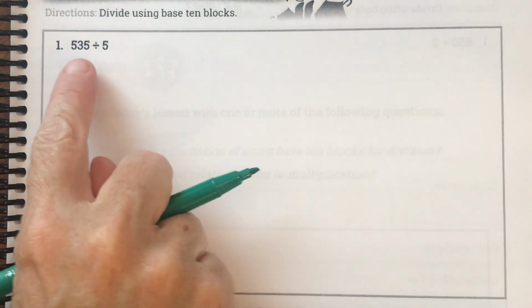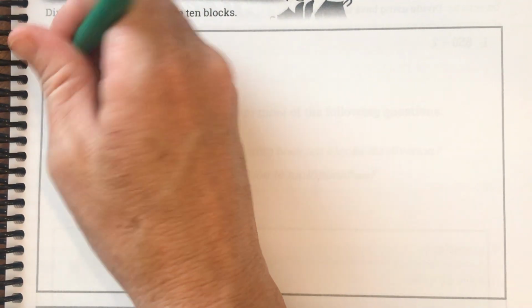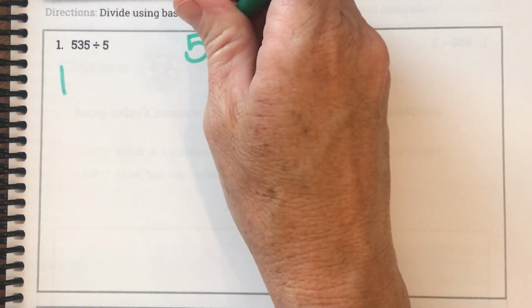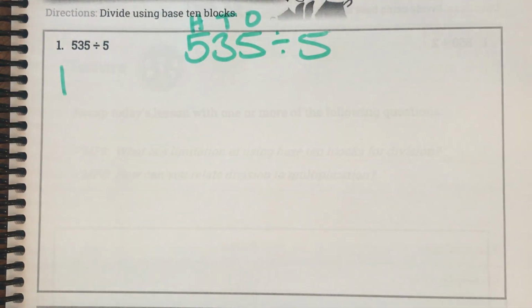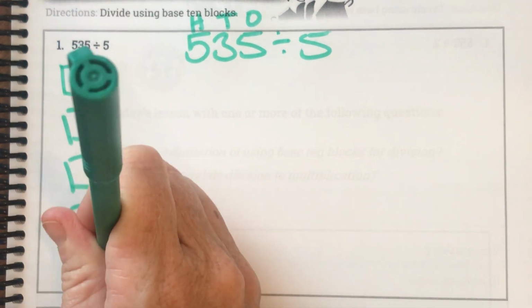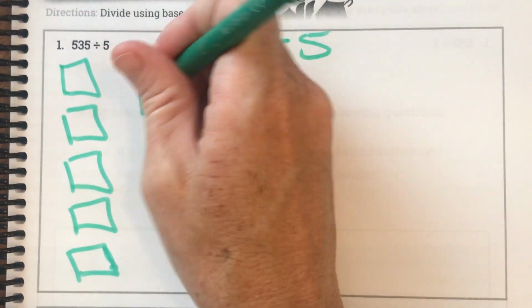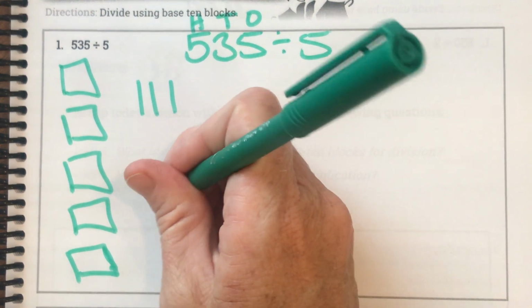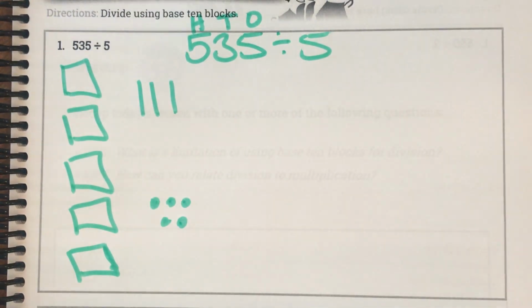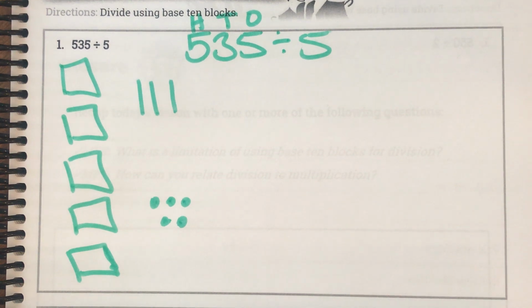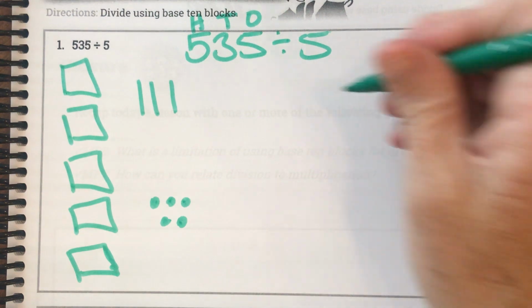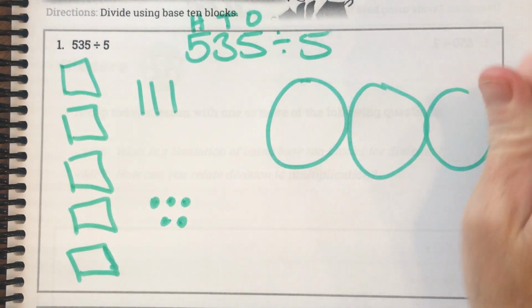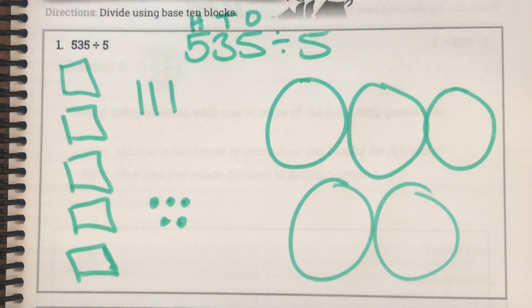Okay, so step 1 is we're going to draw our dividend. I might write it larger. I sometimes don't like how little they are. So it's my ones, tens, and hundreds. So I have 5 hundreds, 1, 2, 3, 4, 5. I have 3 tens, 1, 2, 3, and I have 5 ones, 1, 2, 3, 4, 5. And how many groups do we need?